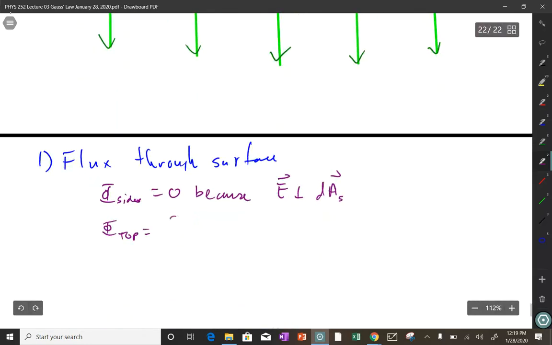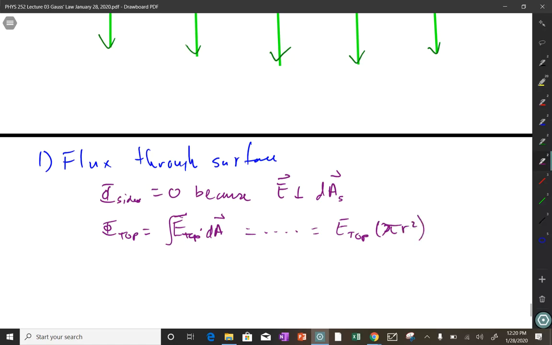So it's going to be the integral of E top dA equals, through all of the same steps we've done before, E top times the area of the top, which is pi r squared. What is r now? R is the radius of our top, which is undefined. It better cancel out in the end or we messed up.